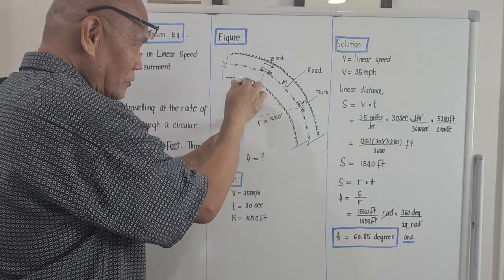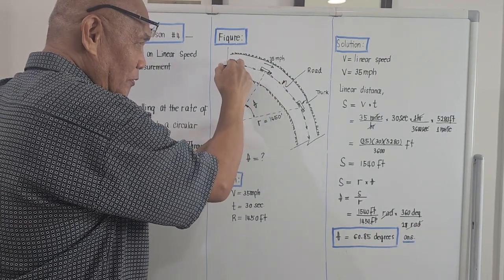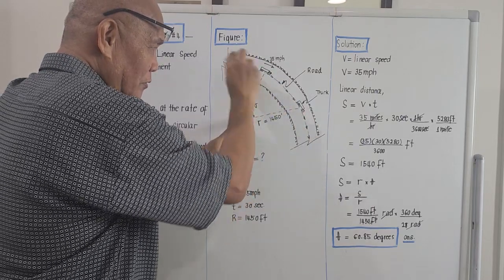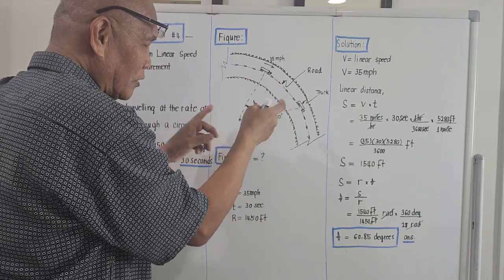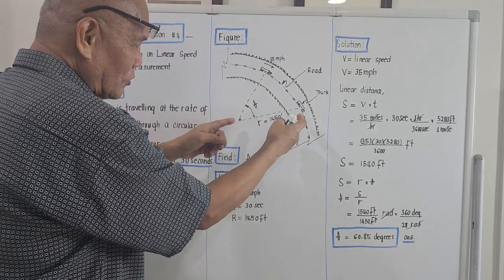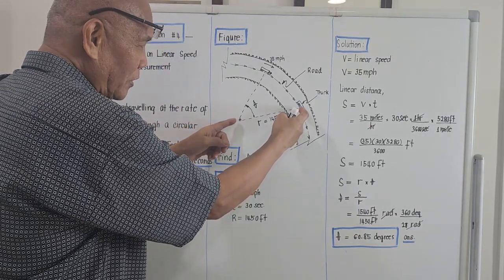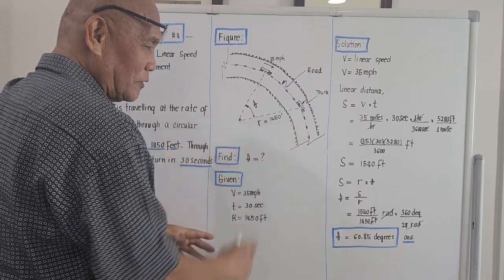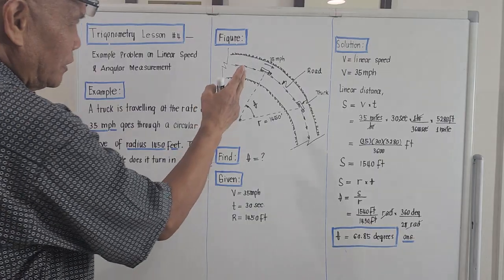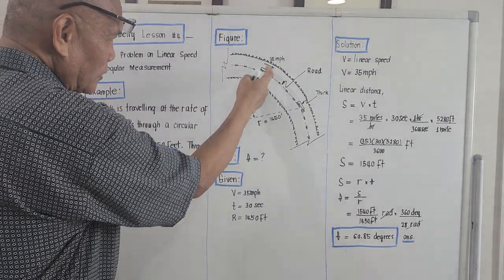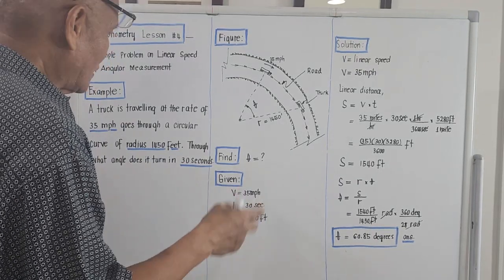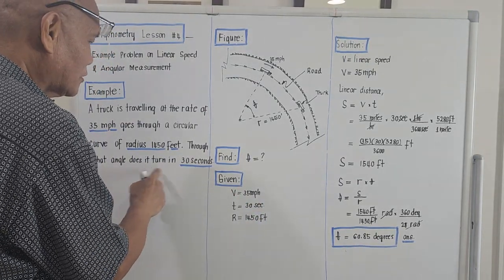So if we try to make a circle, we'll rotate it like this, so the path of that circle will be the path of the truck. And according to the given problem, the radius of the curve is 1,450 feet. That's almost 1/3 of a mile. The truck is traveling at the rate of 35 miles per hour. And the problem is asking at what angle does it turn in 30 seconds?